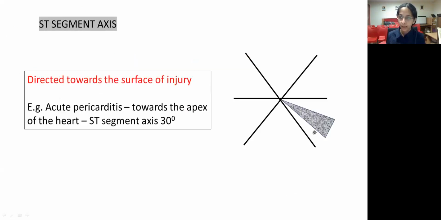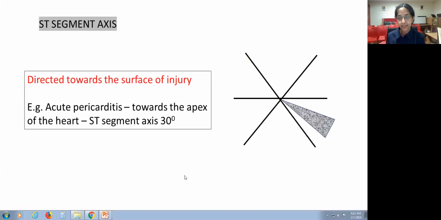Now coming to the last axis understanding, which is the ST segment axis. The ST segment axis is important for us because it moves towards the surface of injury, in contrast to the T wave axis. For example, in acute pericarditis, typically the apex gets affected. And there you will see the ST segment in this direction because it moves towards the apex. That means your ST segment axis will be around 30-40 degrees.